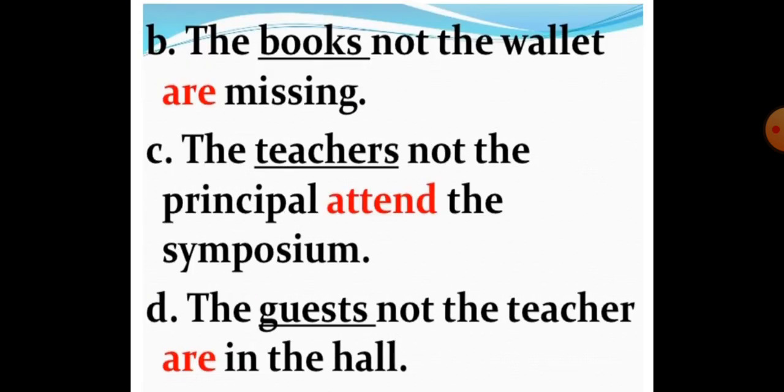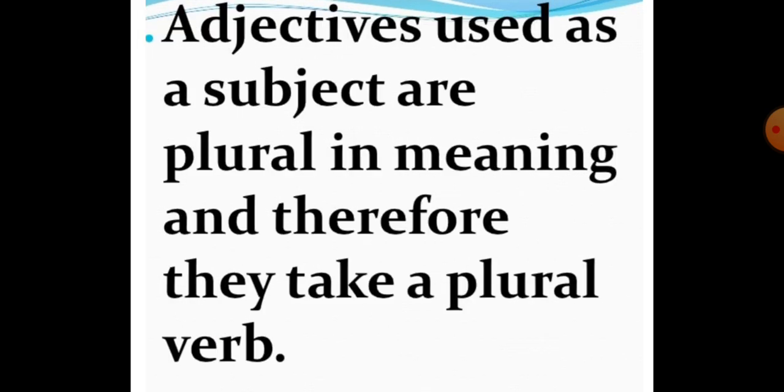The books not the wallet are missing. So again you can see the first subject is the books and the second subject is the wallet. So books here it is plural, so the verb will also be plural, that is we have to use are. The teachers not the principal attend the symposium. So again the teachers is plural, so we have written attend. Okay, यहाँ teacher होता तो verb जो हो जाती attends. The guests nor the teacher are in the hall. Now next move on to the next rule.